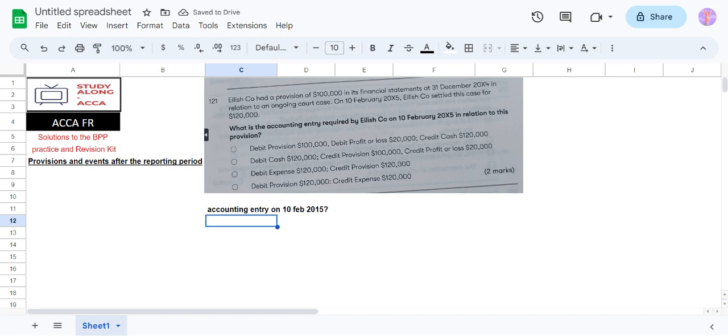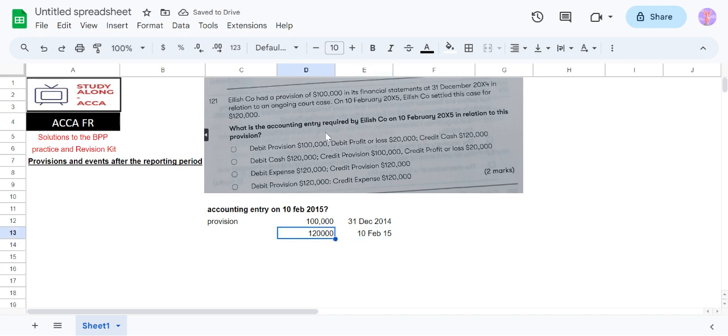Elish company already has a provision of 100,000 in its financial statements on 31st December 2014, in relation to an ongoing court case. Okay, so they have a suit here. They have an ongoing court case on 10th February 15. Elish company settled on 10th February 15. They settled the case for 120,000.